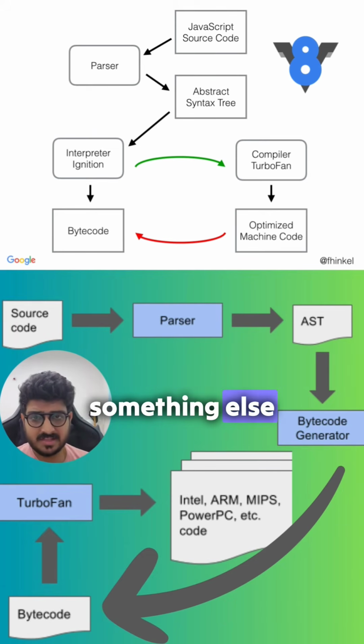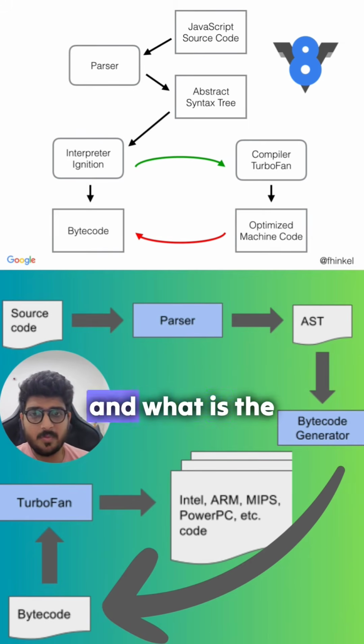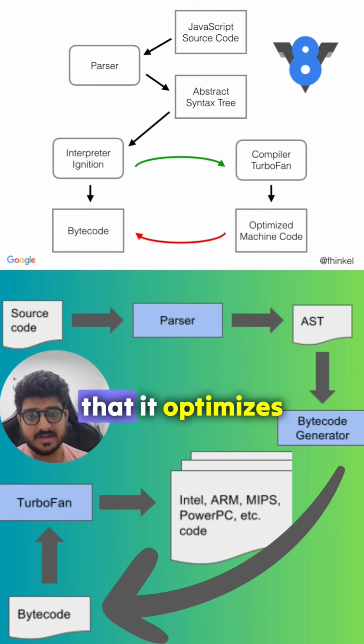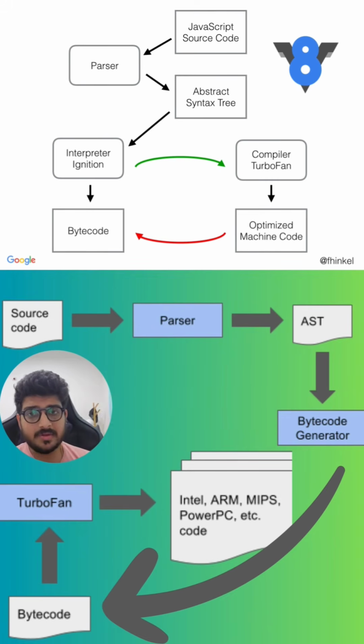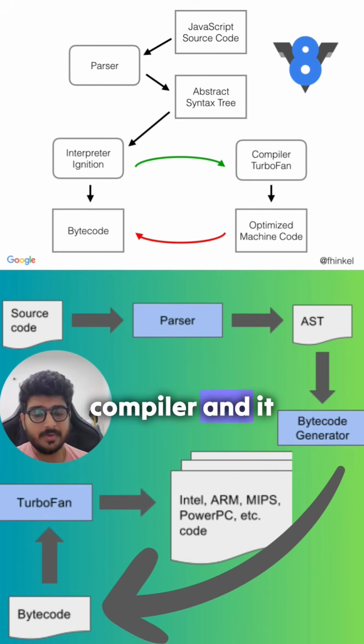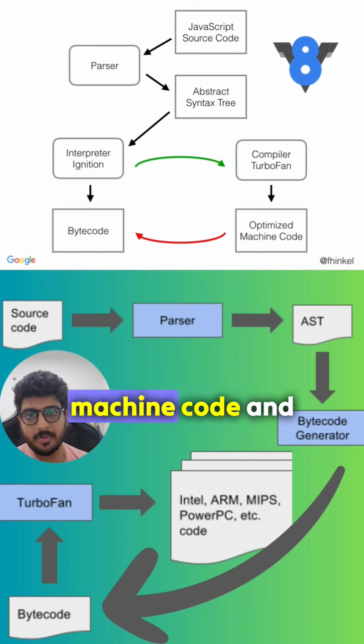But there is something else, which is a compiler. So an interpreter and a compiler both exist in the V8 engine. And what is the role of this compiler? This compiler is known as the TurboFan compiler. What it does is that it optimizes your bytecode. So your Ignition interpreter will give some bytecode to your TurboFan compiler, and it will optimize that bytecode and will return a new bytecode which can then be treated as machine code and run on some machines.